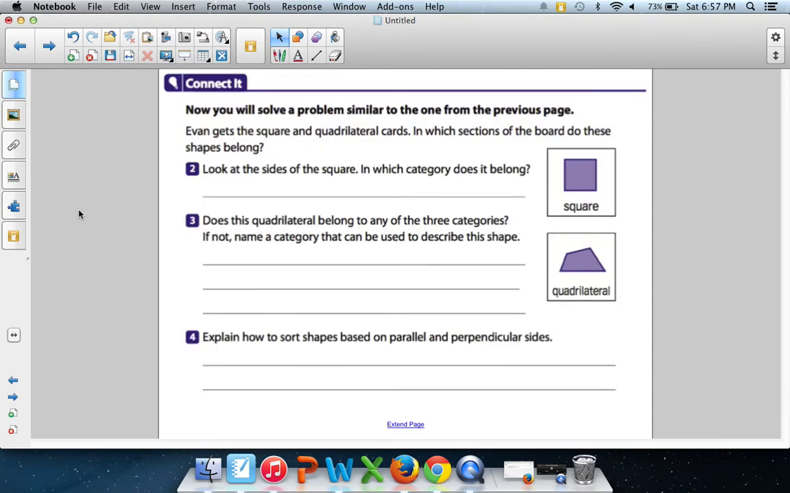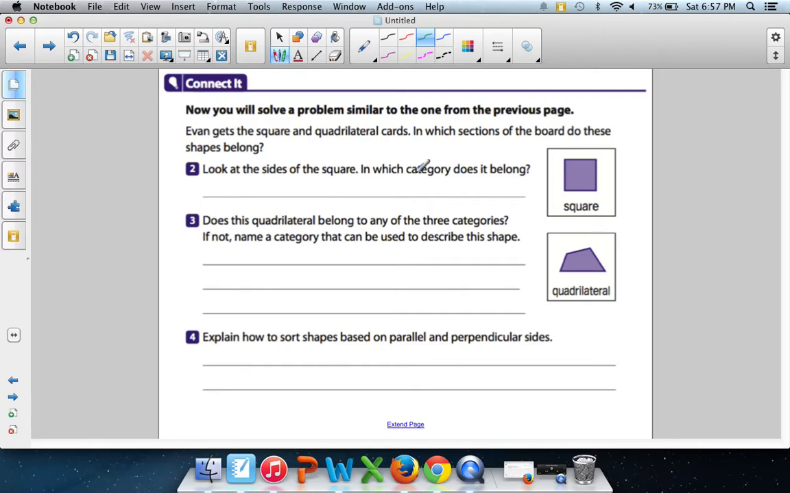Now you will solve a problem similar to the one from the previous page. Let's read it together. Evan gets the square and quadrilateral cards. So these are two cards that he's picked up in some kind of math game. In which sections of the board do these shapes belong? Look at the sides of the square. In which category does it belong? Now you might be wondering, what category? What are you talking about?